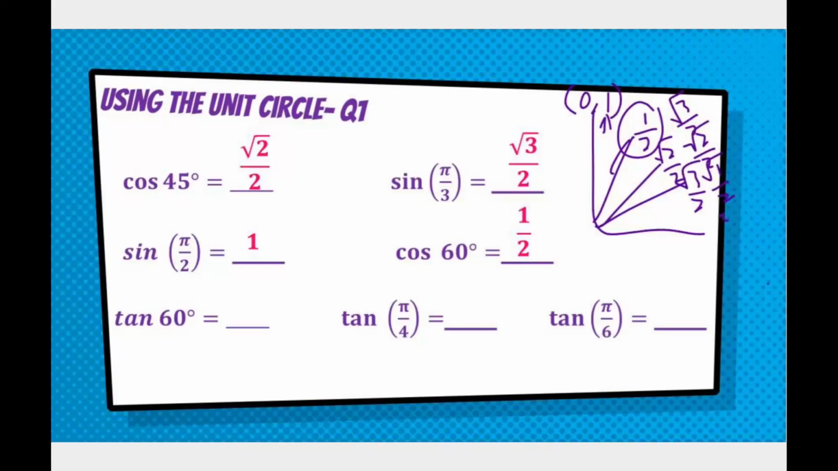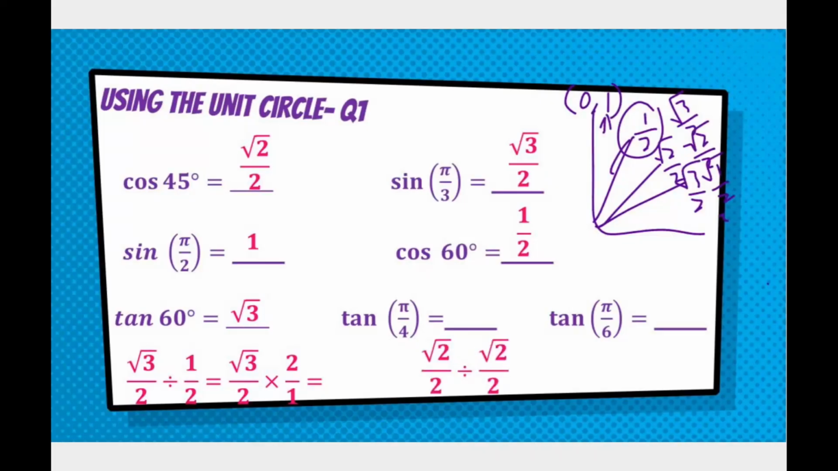Tangent of 60 degrees is going to be y over x, so I have square root of 3 over 2 divided by 1/2. So y divided by x. I'm going to multiply by the reciprocal. The 2's are going to cancel, and I'm going to have square root of 3 over 1, which is just square root of 3. The tangent of pi over 4 is looking at the square root of 2 over 2 divided by itself. That would just be 1. Anything divided by itself is 1.